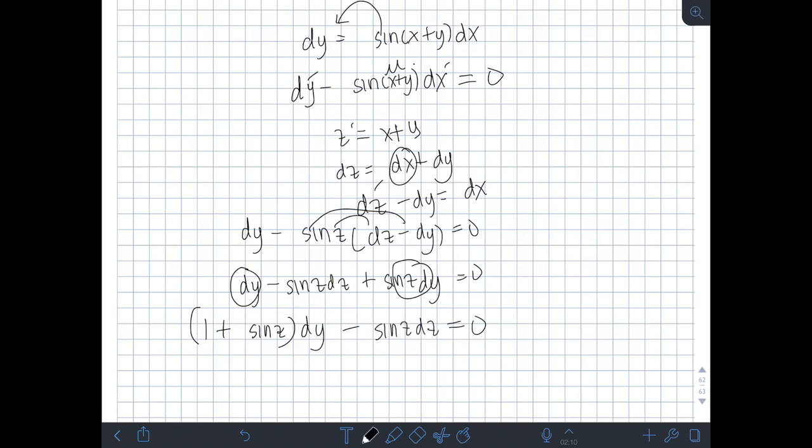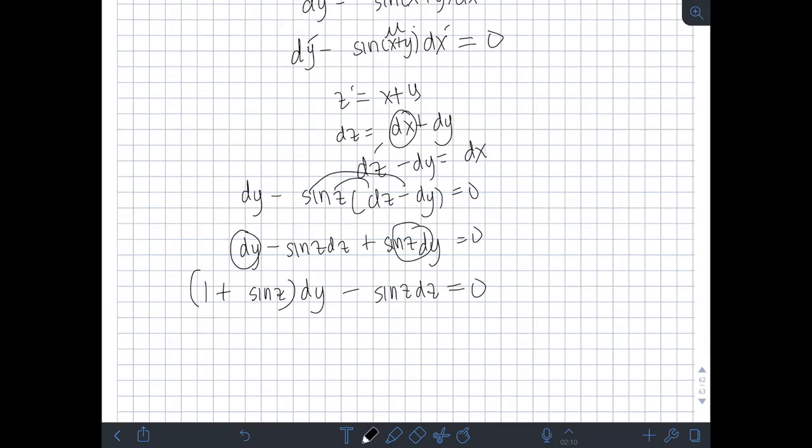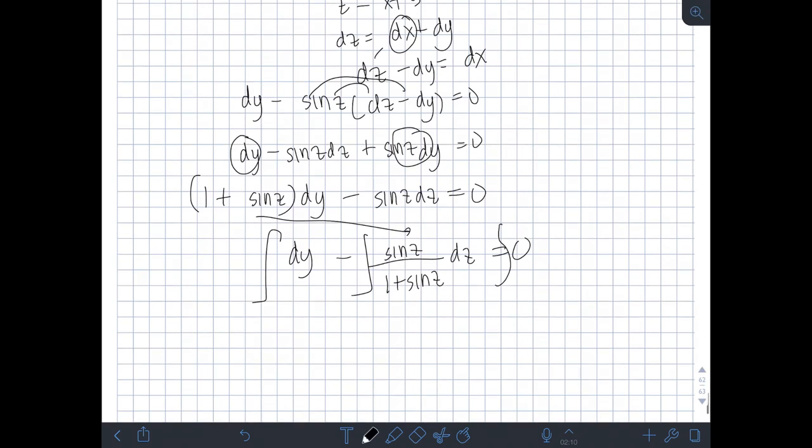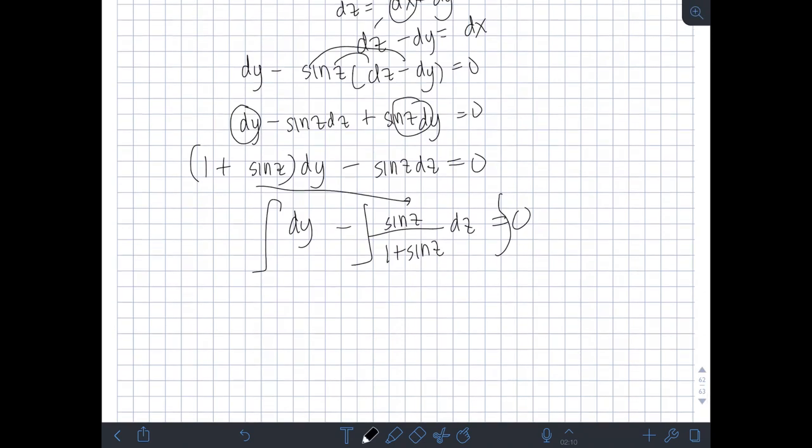So, anong type na siya ng DE? Kasi separable, right? Kasi pwede kong i-cross-multiply pababa itong 1 plus sin z. So, magiging dy minus sin z over 1 plus sin z dz equals 0. Right? So, pwede nating integrate both sides. So, itong dy, ang integral niyan is simply y lang, right? Ang medyo mahirap is itong integral ng sine z over 1 plus sine z.